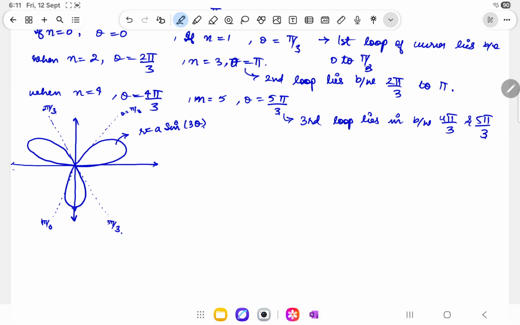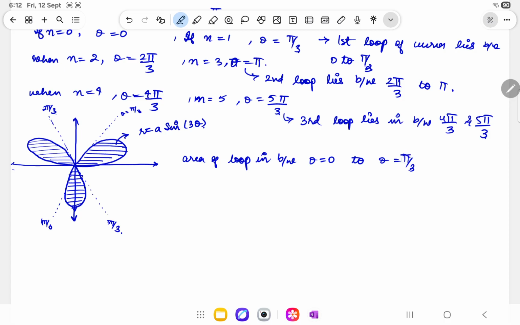Now I am supposed to find the sum of the area of all the loops. All these loops are equal in area, so it's enough to find the area of one loop, and then we can multiply it by 3. This is the shaded area which we are supposed to find. So the area of this first loop is the area between theta equals 0 and theta equals pi by 3.